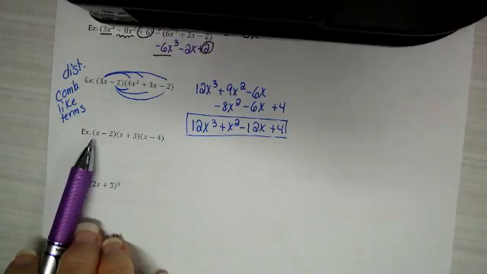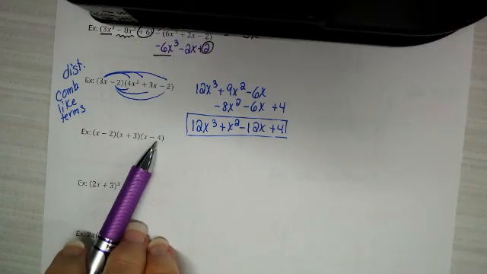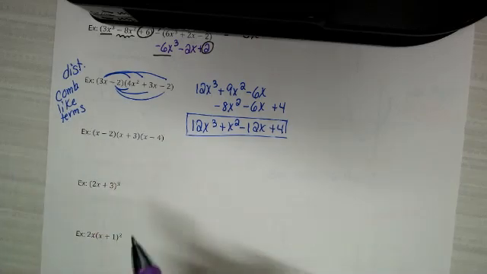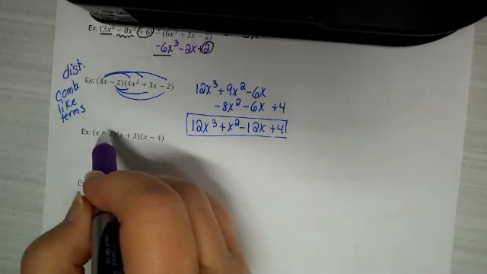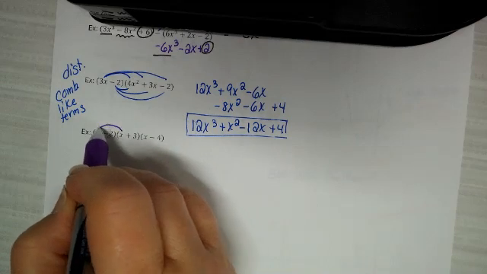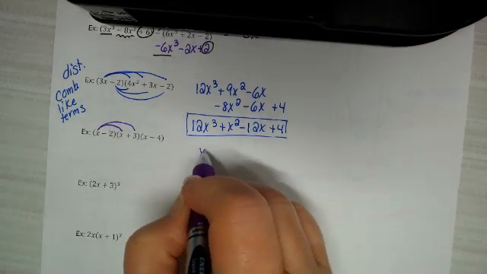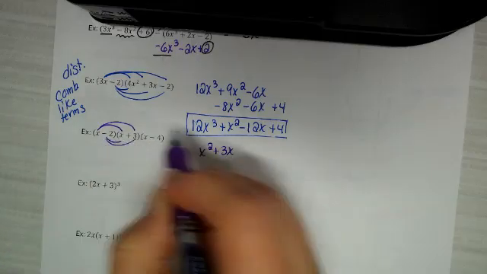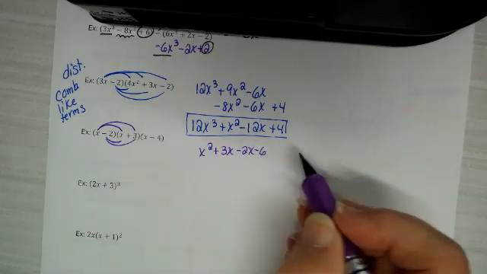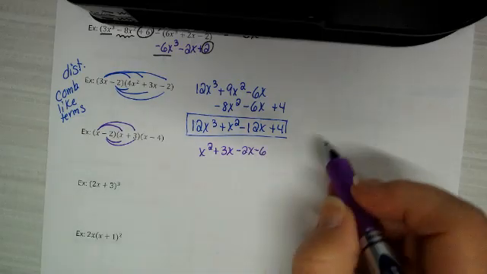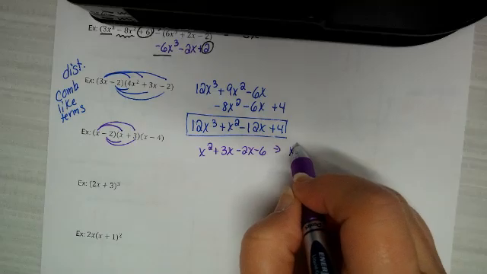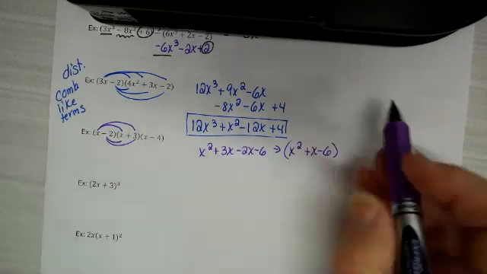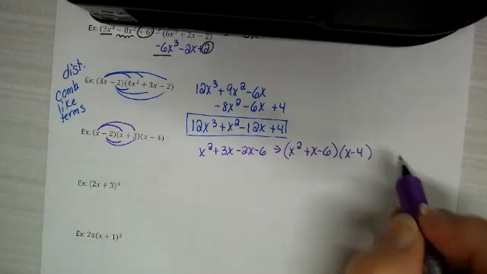Our next one, we're going to multiply, but we've got 3 things. So first, we're going to pick 2 of them, multiply them together, and then multiply by the third one. So let's do the first 2. We know how to multiply these. We've been doing this. X squared plus 3x, and then negative 2x minus 6. So that comes out to be x squared plus x minus 6. But that was only the first 2. I still have to multiply by x minus 4.